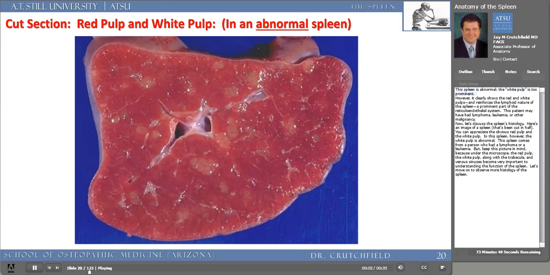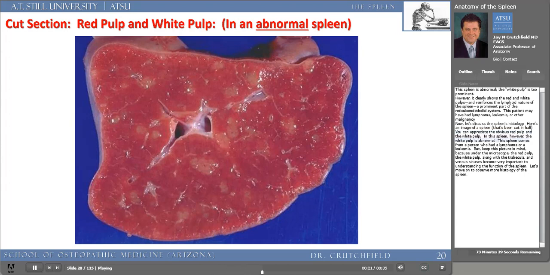Now let's talk about some of the histology of the spleen. Here's a spleen that's been cut in half. You can see the obvious red pulp and the white pulp. The white pulp is abnormal in this spleen. This spleen probably comes from a person who had lymphoma or leukemia.